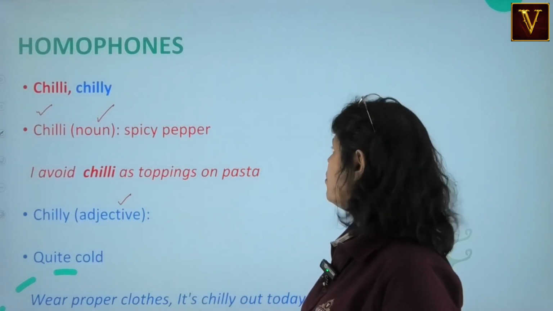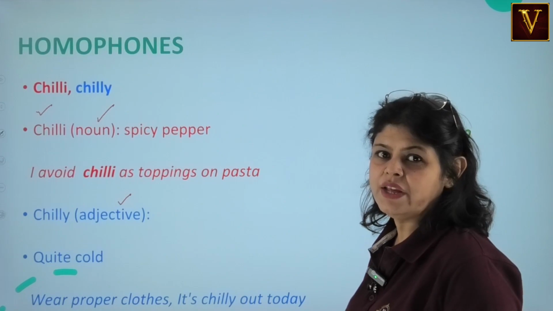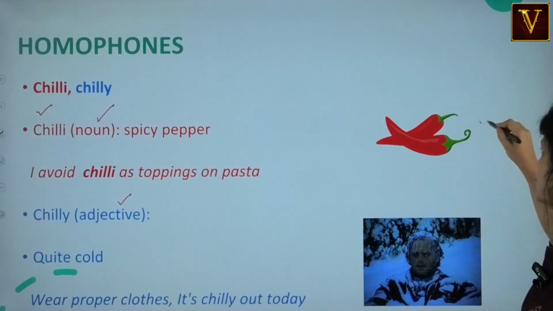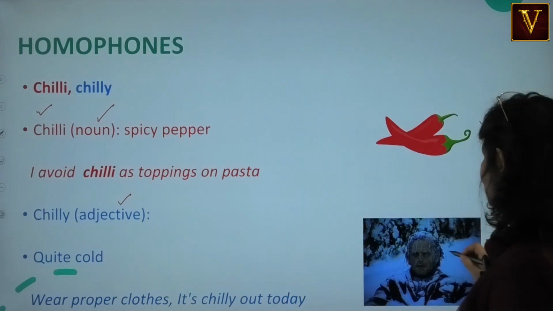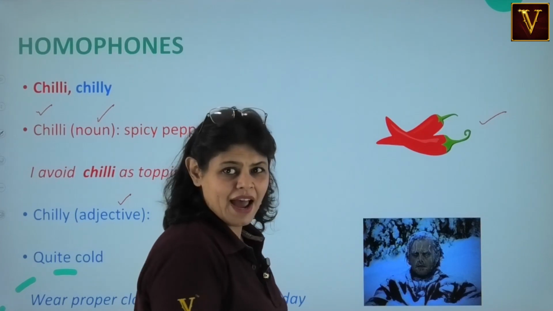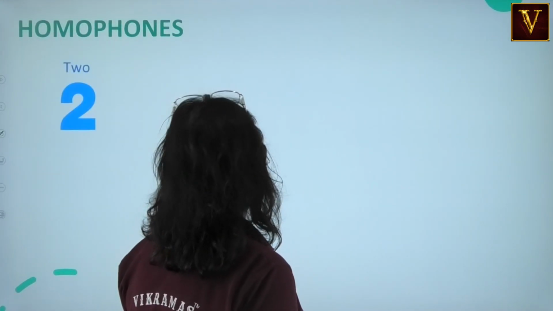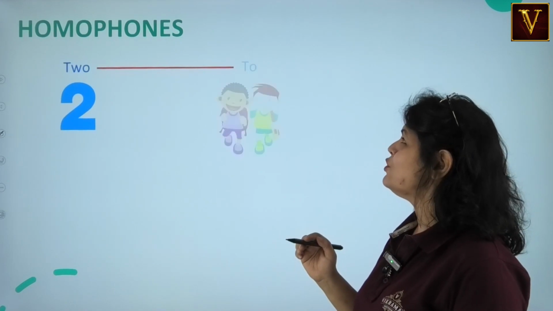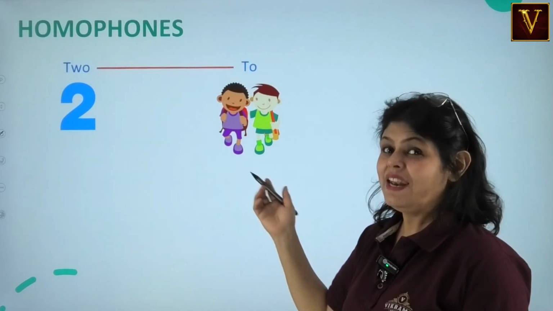Let's understand more about chilli and chilly with the pictures. This is chilli. This is chilly weather. Right? Got it? Now, next. Our next word is two. T-W-O, two. Now, T-O-O is also two. Another two.